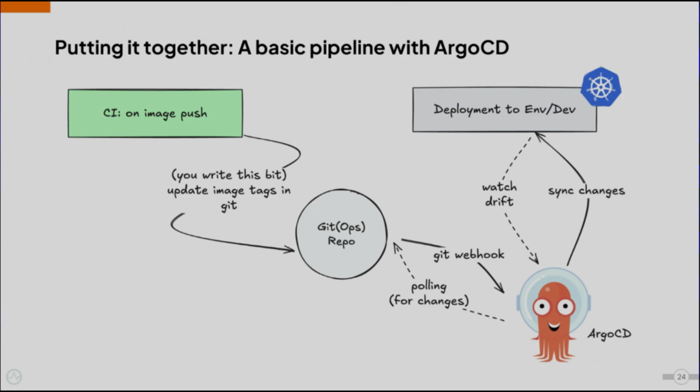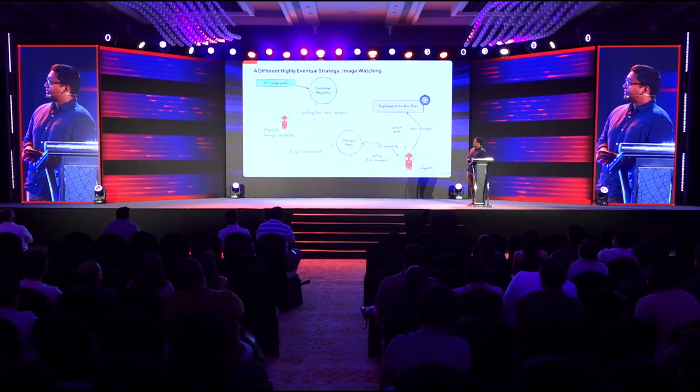So as a concept, it's quite simple, and it is eventually consistent most of the time, right? You can't push something into Git and immediately expect changes, especially if you don't have a webhook or something of that sort. Whenever Argo polls and picks up the change, it'll go ahead and synchronize it with your Kubernetes clusters.